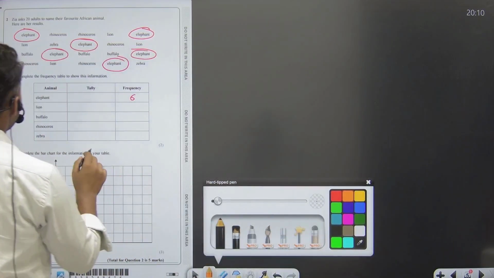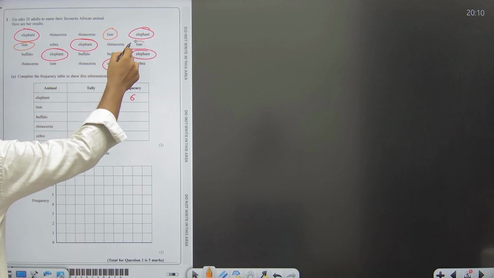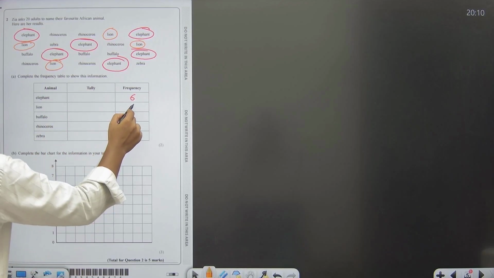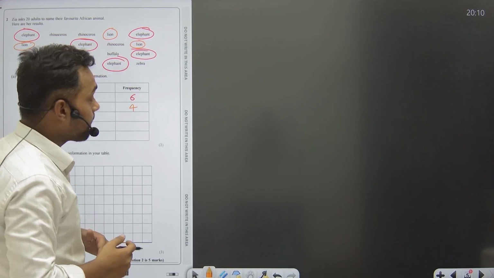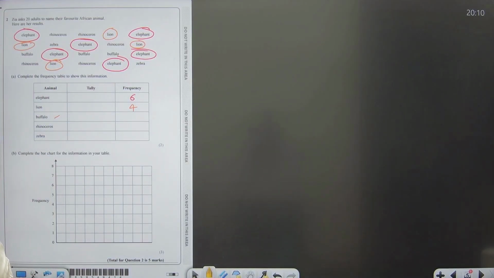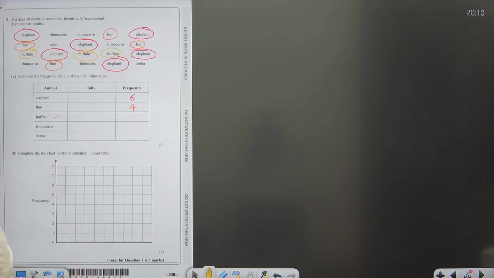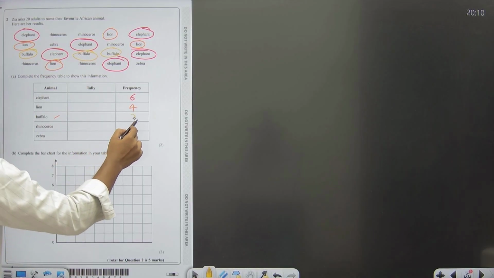Now next animal is lion. Let's circle down the lions. 1 2 3 4. So 4 lions are there, so we will write 4. Means 4 times this lion occurs in this particular data. Next animal is buffalo. Let's take a different color. Buffalo: it's 1 2 and 3. So 3 times it is occurring.